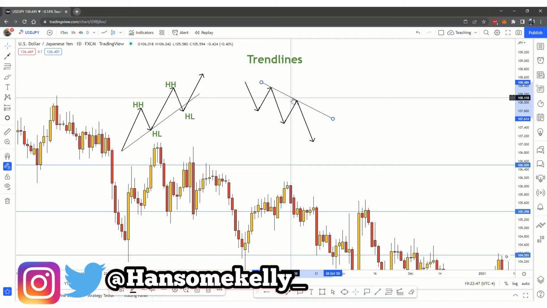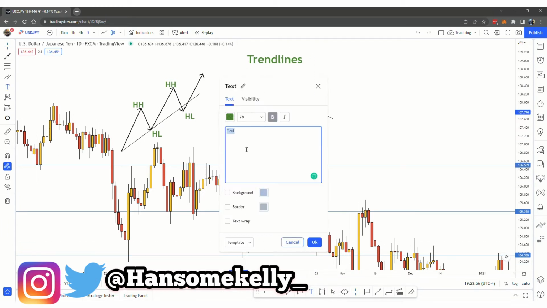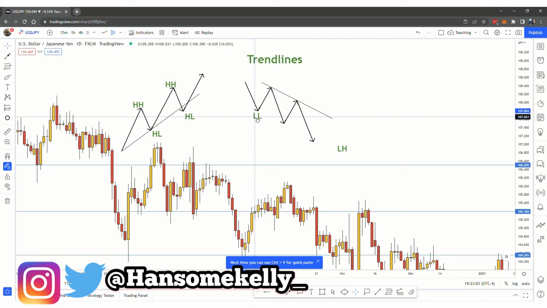Now with the downtrend, the way for you to get back into the trade is to wait for a lower high to appear. All right, so in this example, let me just pull this up real quick. Come on. There we go. A low and lower high.